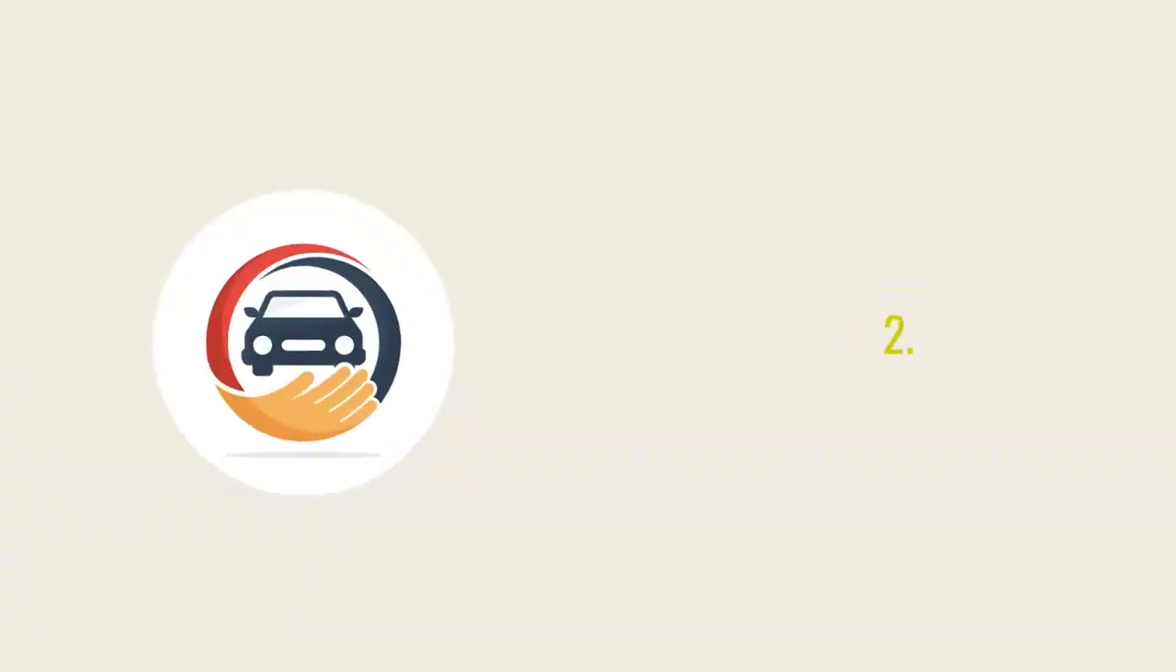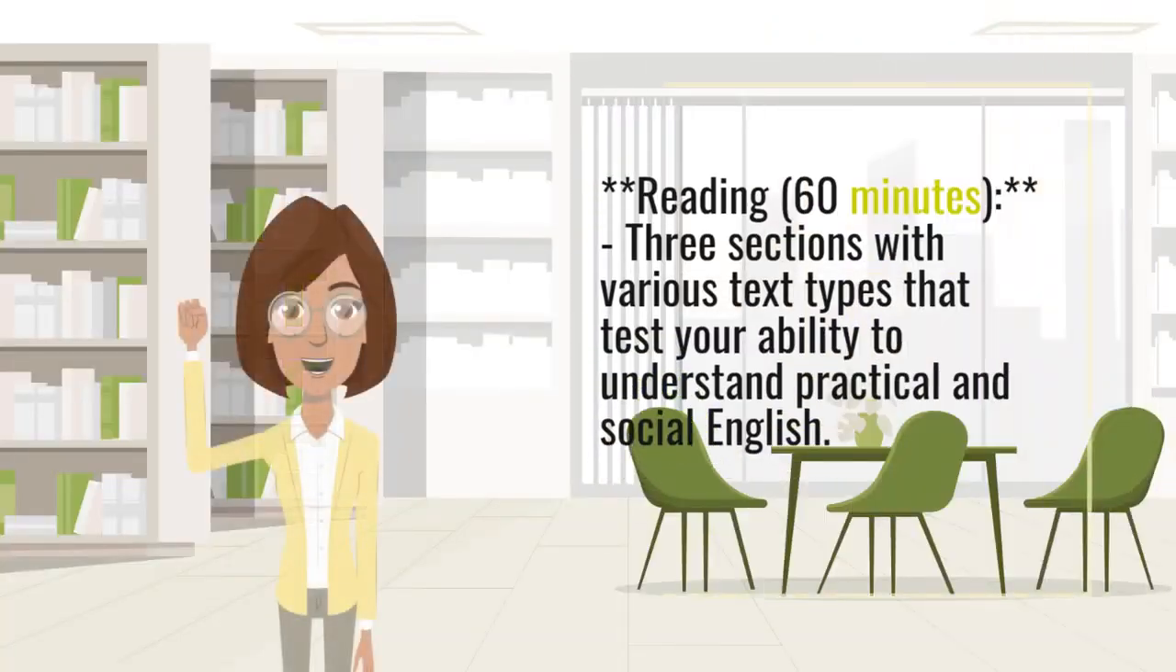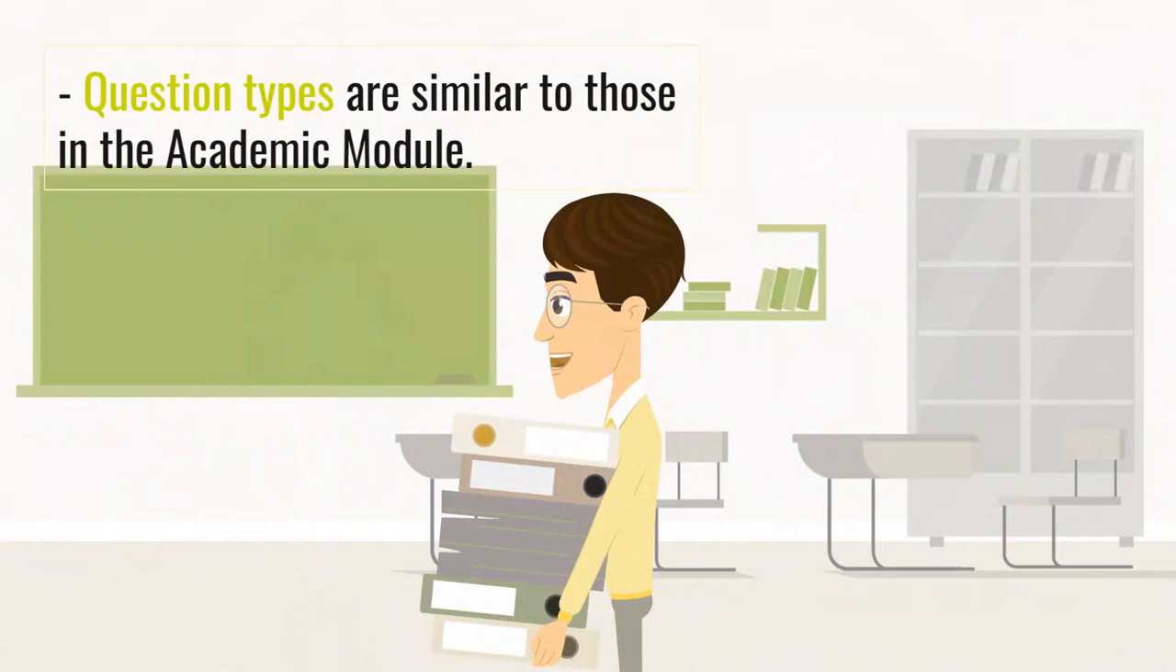2. Reading, 60 minutes. 3 sections with various text types that test your ability to understand practical and social English. Question types are similar to those in the academic module.